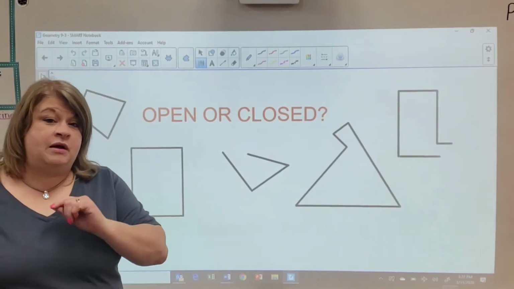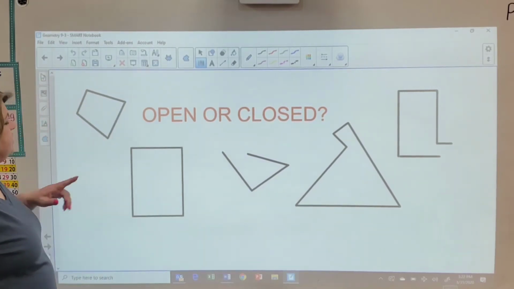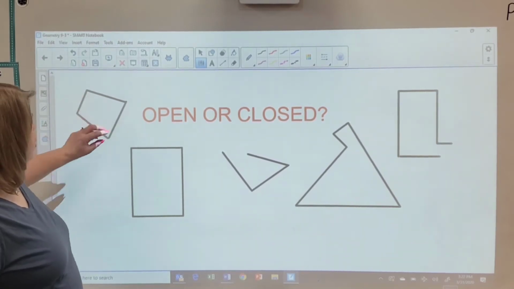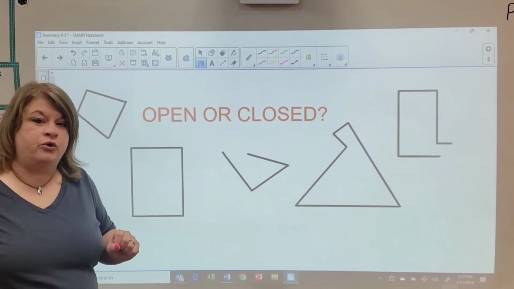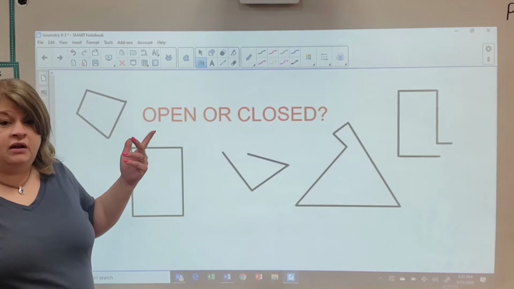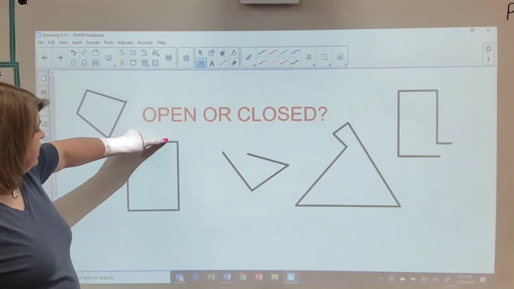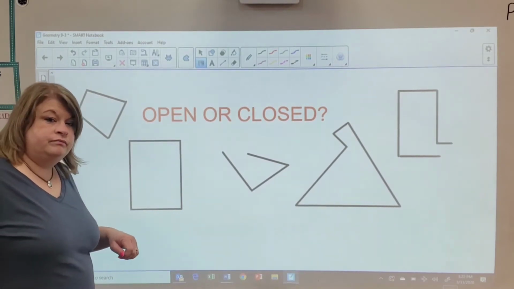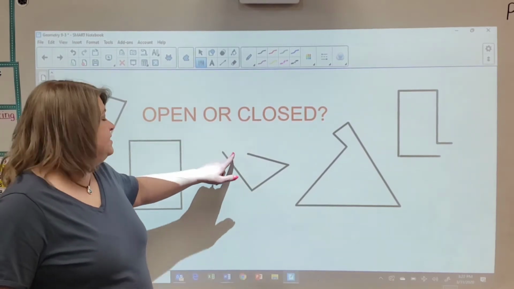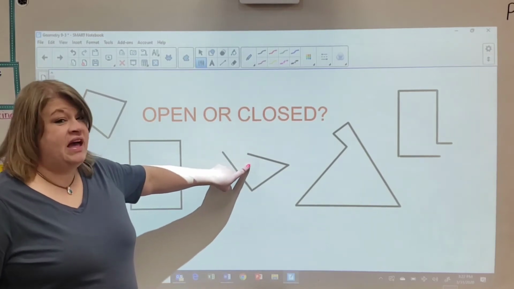First of all, I want you to think about whether or not these are open or closed. See if you can figure it out. Now I see a shape right here. What do you think about this one? Is this open or is it closed? Well, there's no openings on that one, right? This one is a closed figure. Look at this. Do you see any openings on that one? Nope, that's closed. What about this? I see an opening right there. I can see how something could get inside. That's open. That's not a polygon.